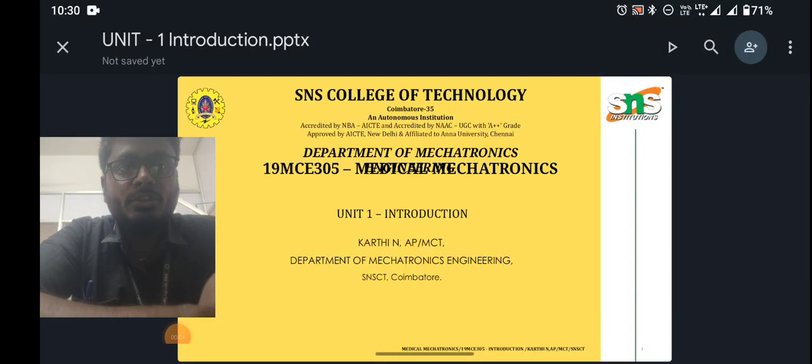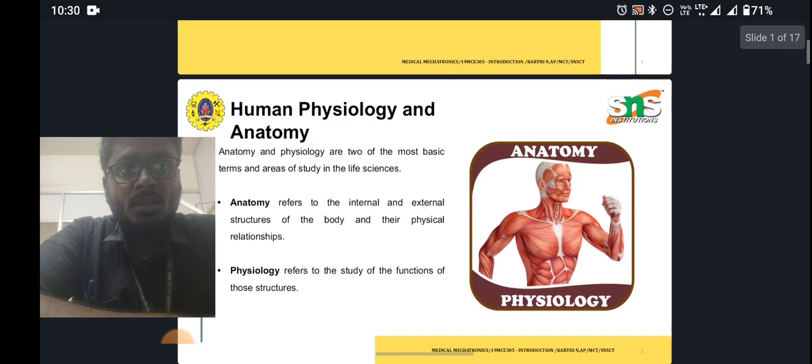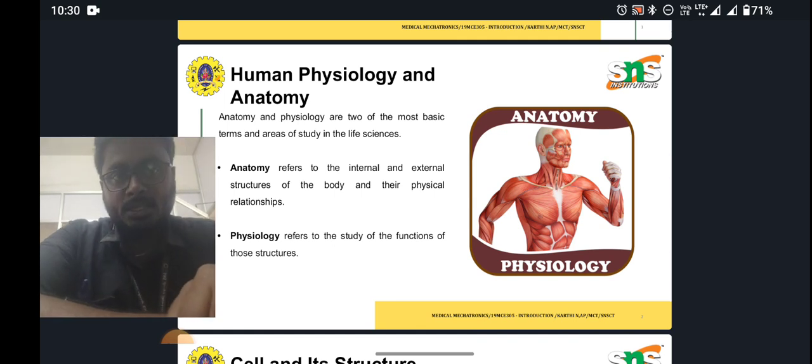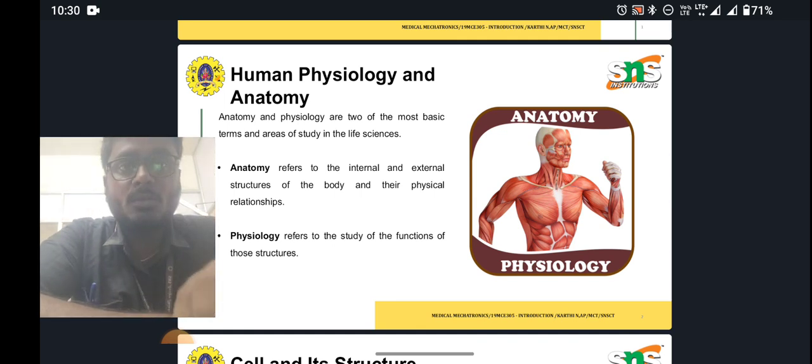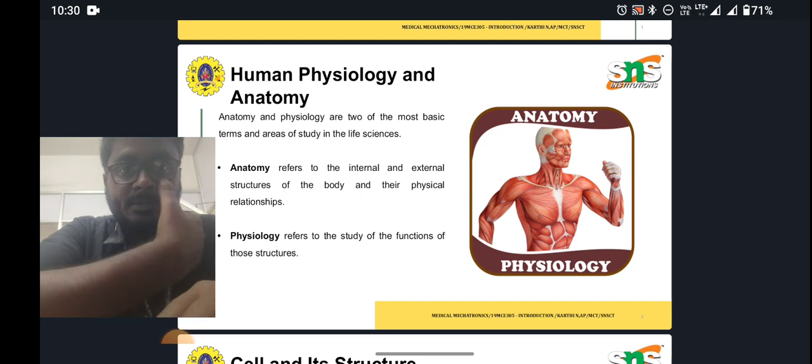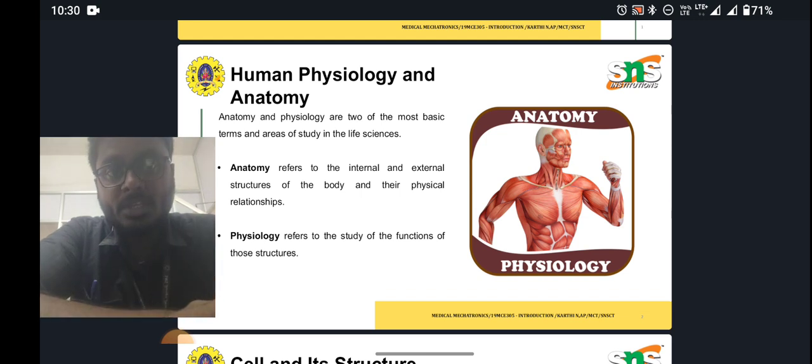Today we are going to see the topic of medical mechatronics and what is human physiology and human anatomy. Anatomy and physiology are two of the most basic terms and areas of study in the life sciences. Anatomy refers to the internal and external structures of the body and their physical relationships, and physiology refers to the study of the functions of those structures which are present in the human body.